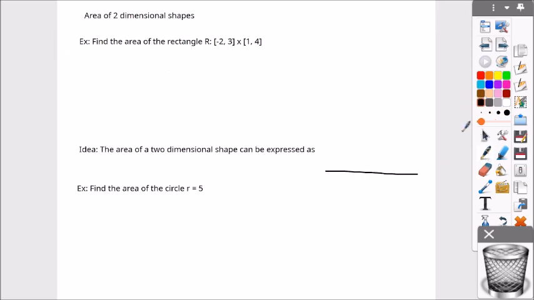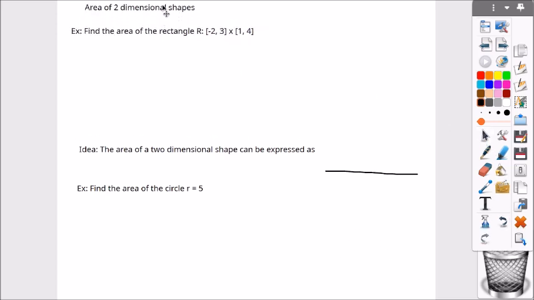So the next section is find the area of two-dimensional shapes. You can actually use the same method just to find areas of two-dimensional shapes, ones that we would usually use one integral for, but now we can use two to do it. How is that any special? Well, we don't have to rely on a function, is how it's special.